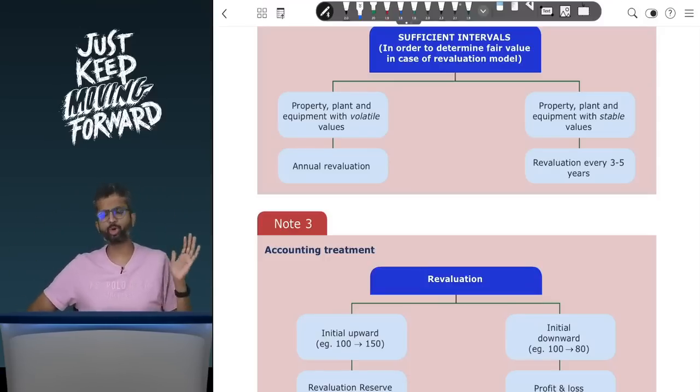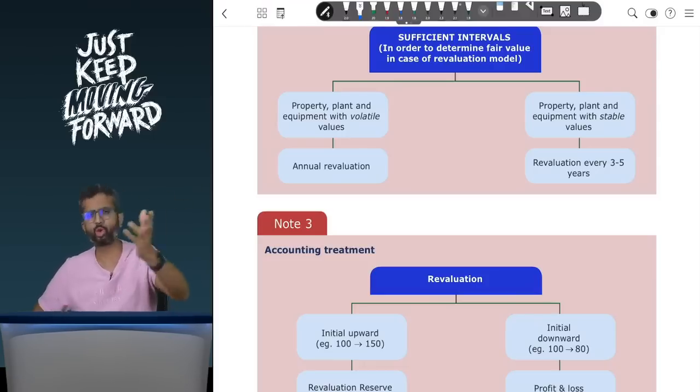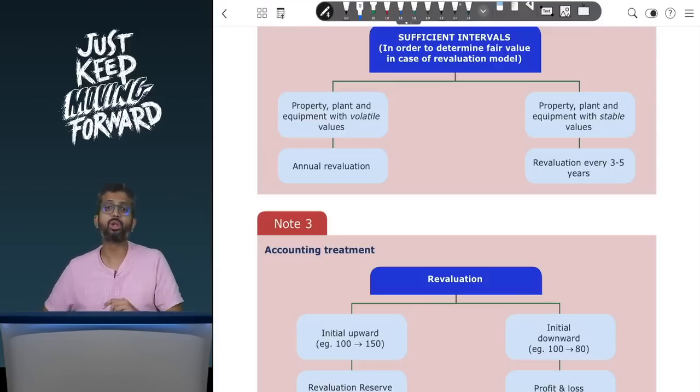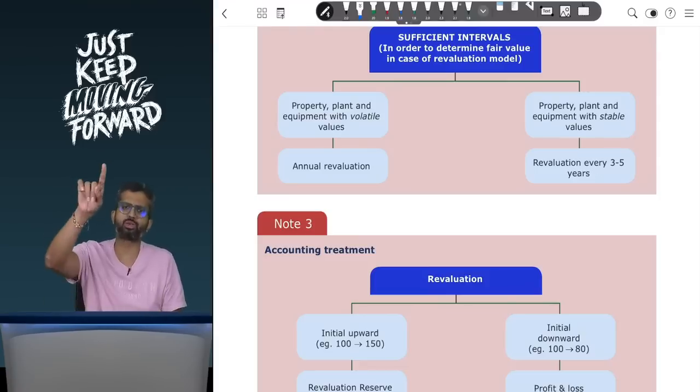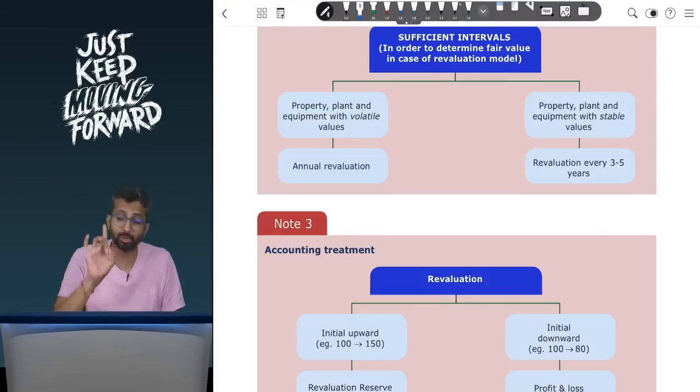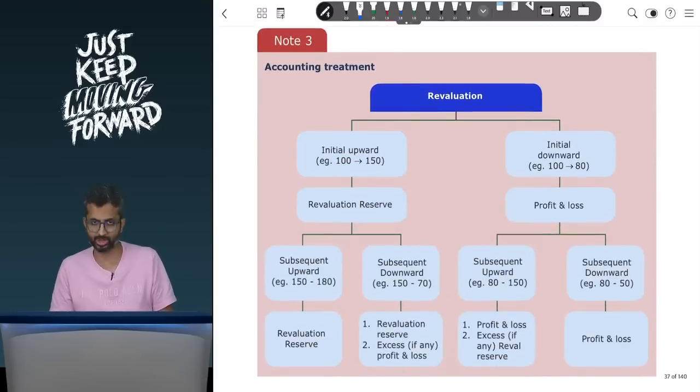Some people might say, I don't want to write off the revaluation reserve. Okay, eventually sooner or later the asset will be sold. When it is sold, then well, you will calculate the gain or loss, but then the balance in the revaluation surplus will be transferred directly to retained earnings. Remember, you cannot transfer it to the statement of profit and loss.